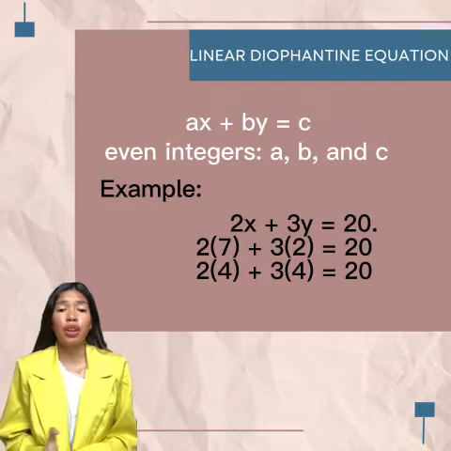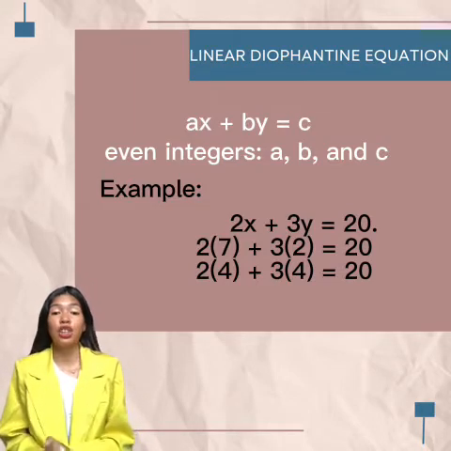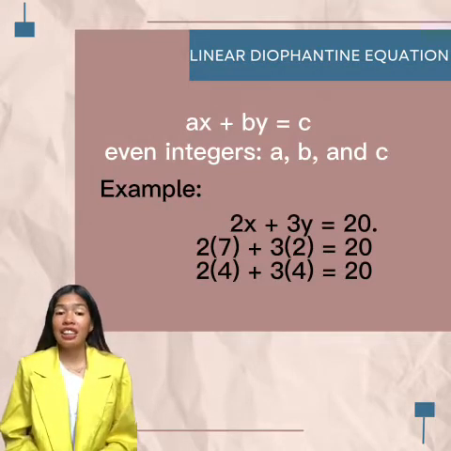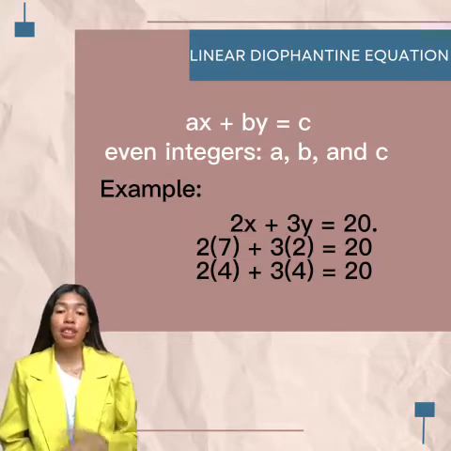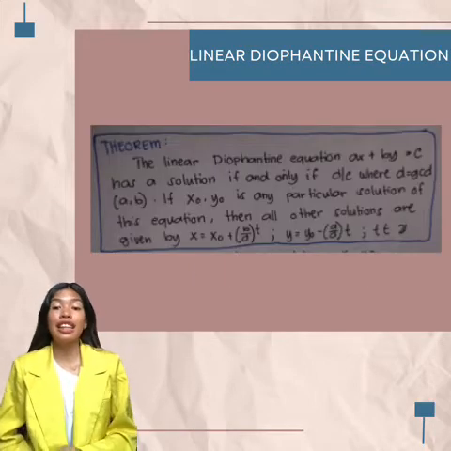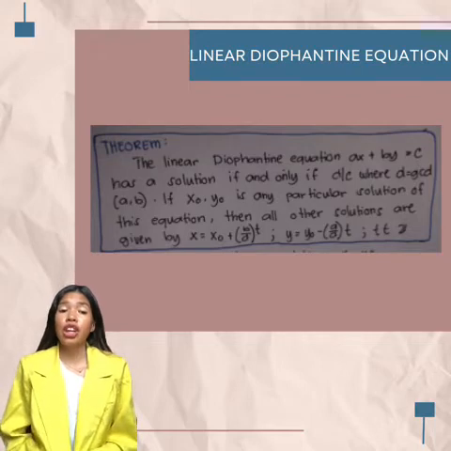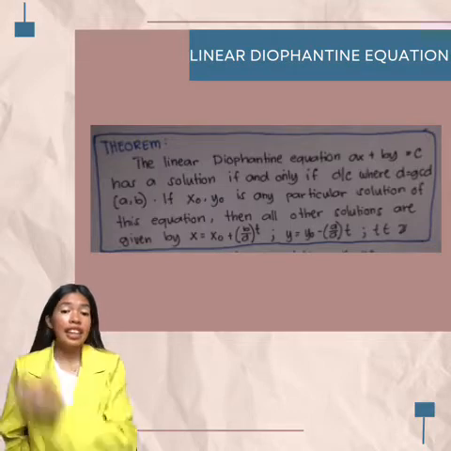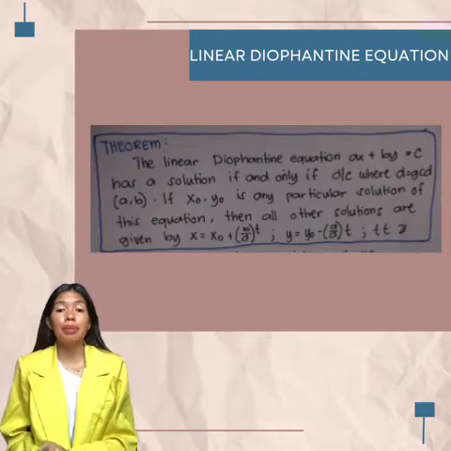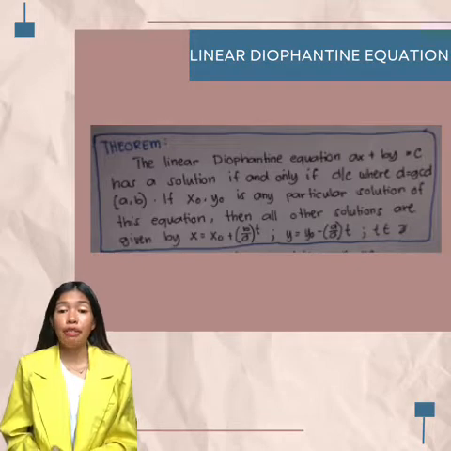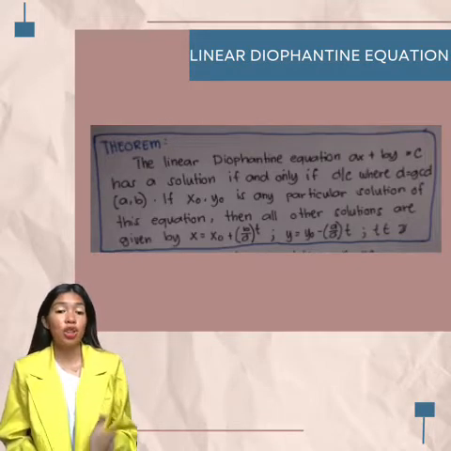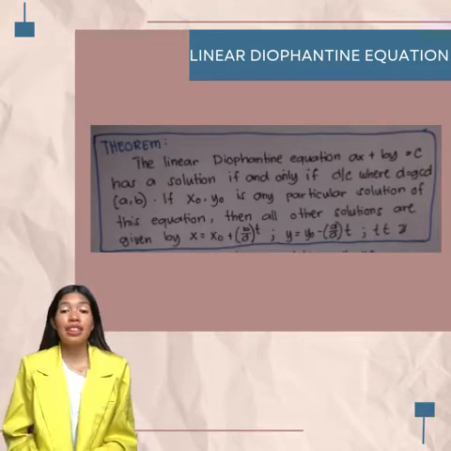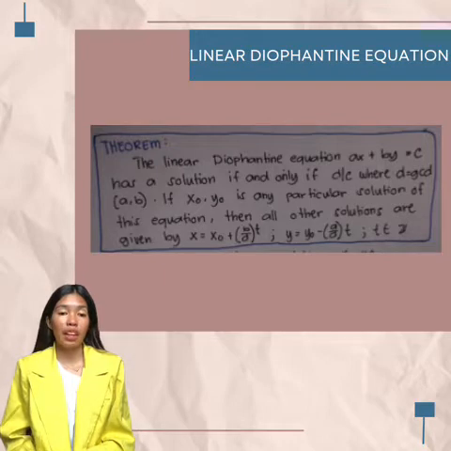To know what sort of integral solution we have, based on the linear Diophantine equation, we have this theorem that states the linear Diophantine equation has a solution if and only if D divides C. So there's a condition on if and only if. If D divides C, this linear Diophantine equation ax plus by equals c has a solution, and if ax plus by equals c has a solution, then D, the GCD, must divide C. So this must hold both ways.